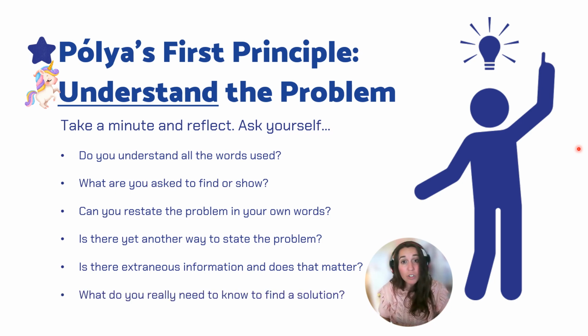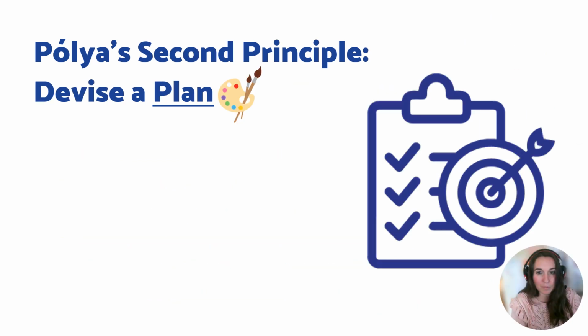And what do you really need to know to find a solution? So which pieces of information do I need? And then which strategies do I have in my toolbox that I can use to attack this type of problem? And so once we understand the problem, then we're ready to move into the next step.